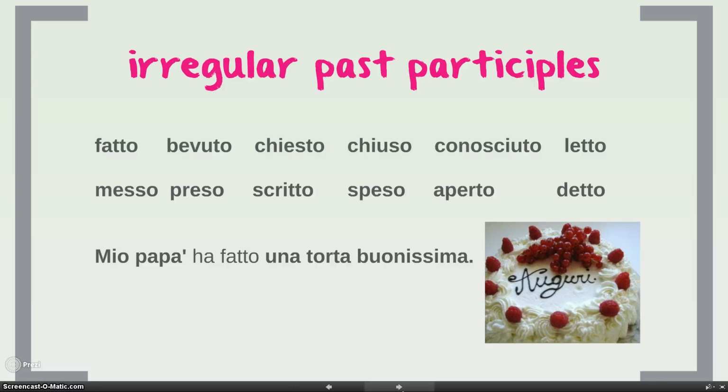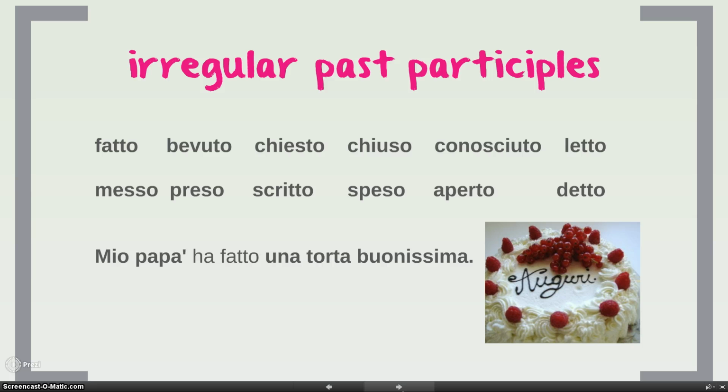Fatto, fare. Bevuto, bere. Chiesto, chiedere. Chiuso, chiudere. Conosciuto, conoscere. Letto, leggere. Messo, mettere. Preso, prendere. Scritto, scrivere. Speso, spendere. Aperto, aprire. Detto, dire. There are, of course, other irregular past participles, but these are among the most common.